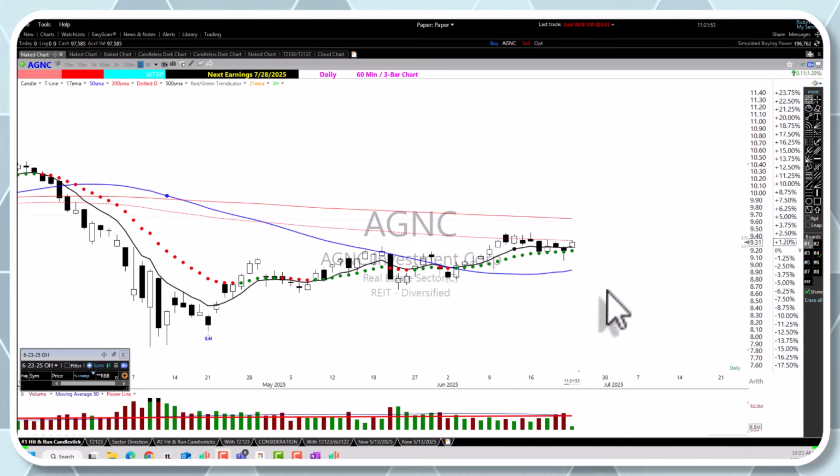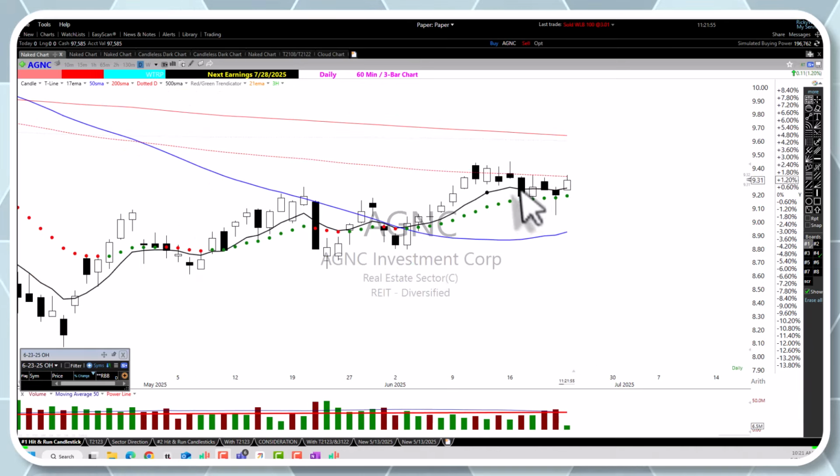Well, the pullback, you can have pullbacks that come to the T-line. You can have pullbacks that go below the T-line. But still, the trend indicator, let me get my pen out here again. Still, let's eliminate price for a second. The T-line, which is that black line, remains above the trend indicator.